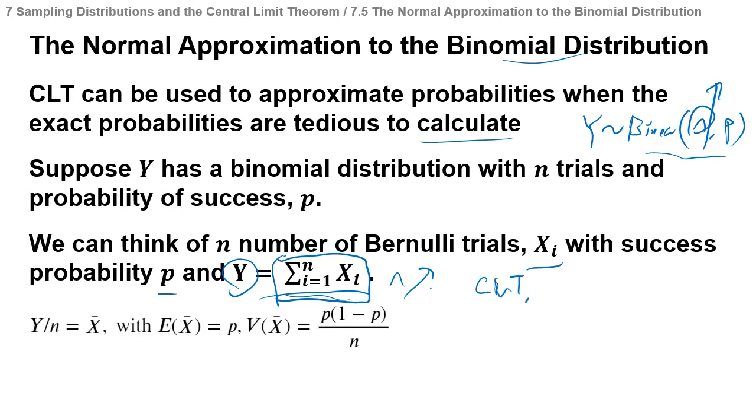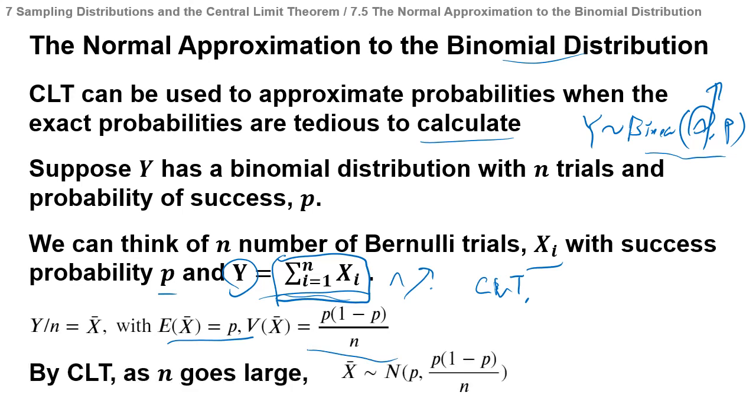So Y over n, which is X bar, and we know the expected value of X bar and the variance of X bar. And so by using the CLT, the central limit theorem, as n goes large, we know X bar follows a normal distribution like this.